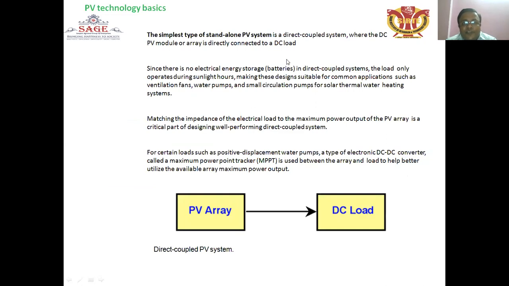The simplest type of stand-alone PV system is a direct coupled system, where a DC PV module or array is directly connected to a DC load. Since there is no electrical energy storage in a direct coupled system, the load only operates during sunlight hours, making this design suitable for common applications such as ventilation fans, water pumps, and small circulation pumps for solar thermal heating systems. Matching the impedance of the electrical load to the maximum power output of the PV array is a critical part of designing a well-performing direct coupled system.